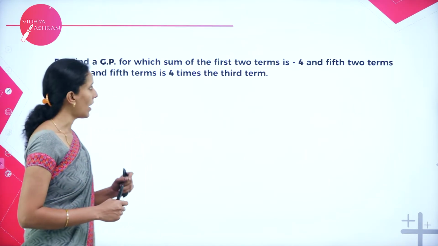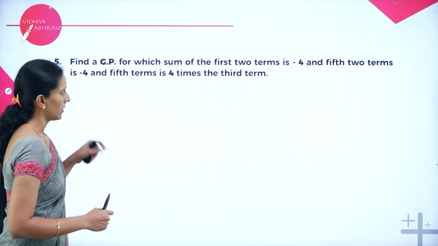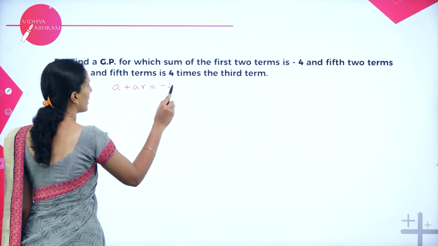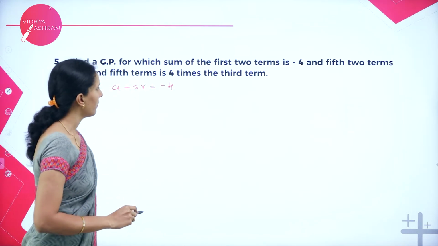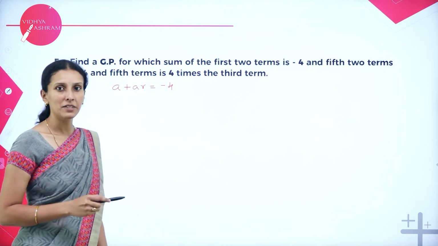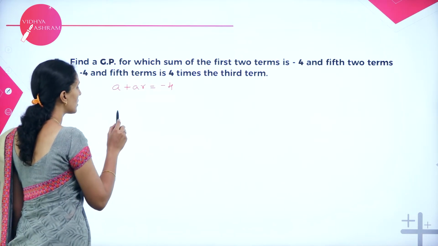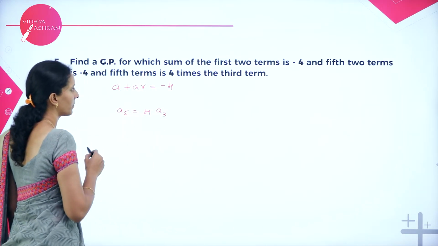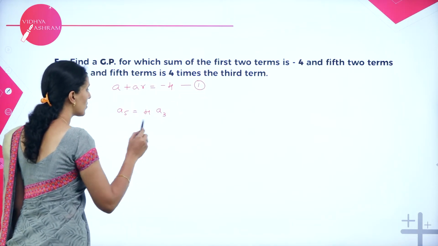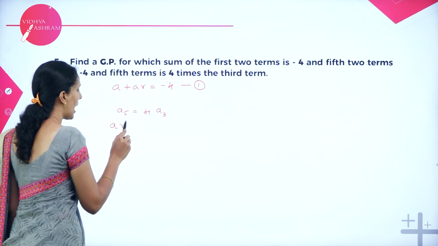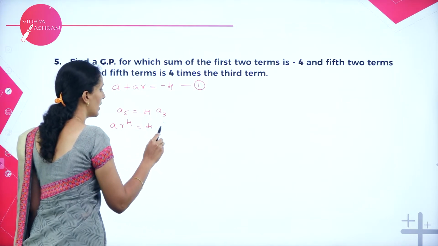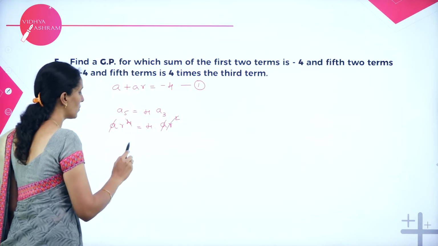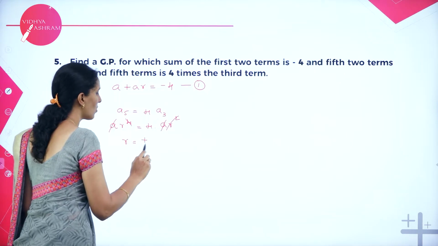So here given the sum of the first two terms is minus 4, that is A plus AR is equal to minus 4, and they have given that the fifth term is 4 times the third term. That means the fifth term A5 is 4 times the third term, that is A3. So take this as equation 1. Let's solve this now. A5 means AR power 4 is equal to 4 into AR square. I can cancel A on both sides, and R square on both sides. I'll get R is equal to plus or minus 2.